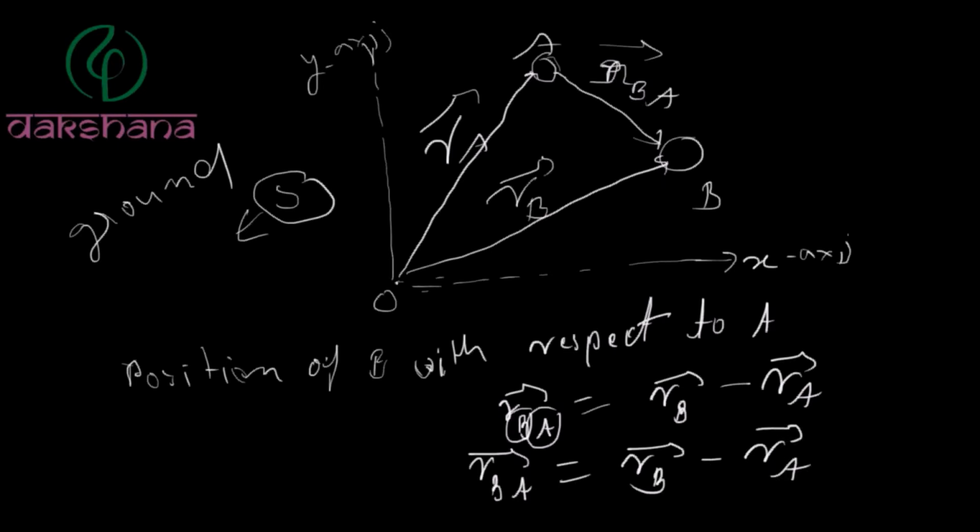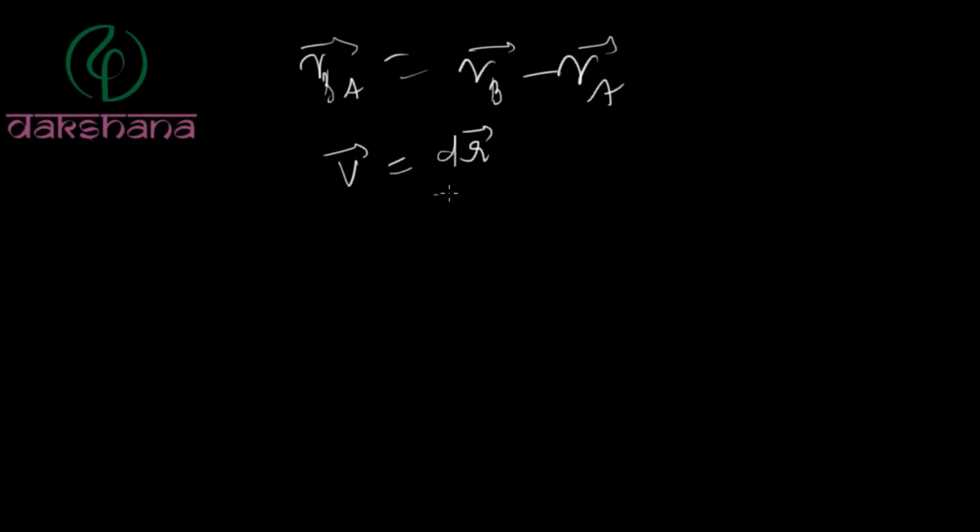Now let us move to describe relative velocity and relative acceleration. We have just described the position of B with respect to A equal to RB minus RA. Now we are going to describe relative velocity. We know that velocity is defined as the rate of change of position with respect to time, that is v equals dr by dt, where dr is the change in position and dt is the time interval. The rate of change of position with respect to time is known as velocity.